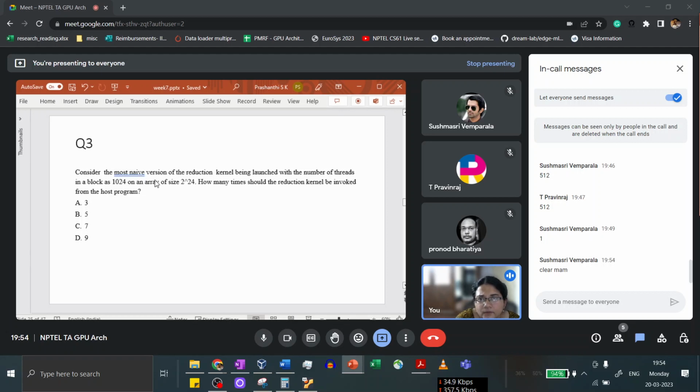Again, consider the most naive version of the reduction kernel being launched with number of threads in a block as 1024 on an array of size 2 power 24. How many times should the reduction kernel be invoked from the host program? This is slightly different from the previous question, so take some time and think about it. Take 2 to 3 minutes and then we'll look at the answer.